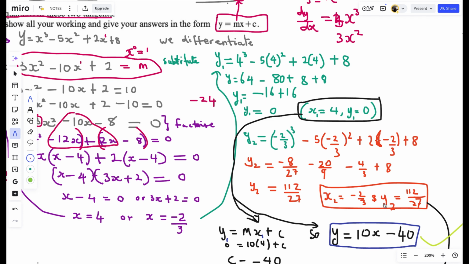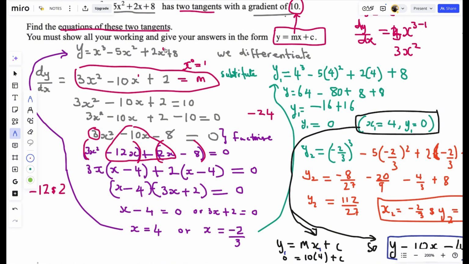I just call them x1, x2, y1, y2, so we can differentiate them. So that's not the end. When you reach here, you got the 4 variables: your first x, second x, first y, second y. Now remember, the question wants us to get what? The equation of the two tangents.